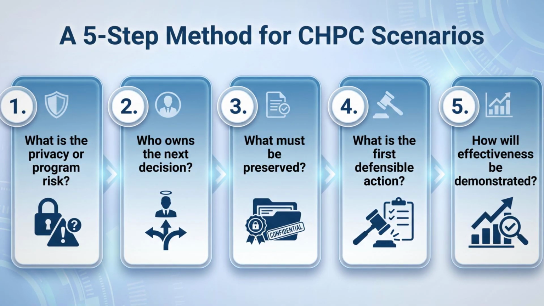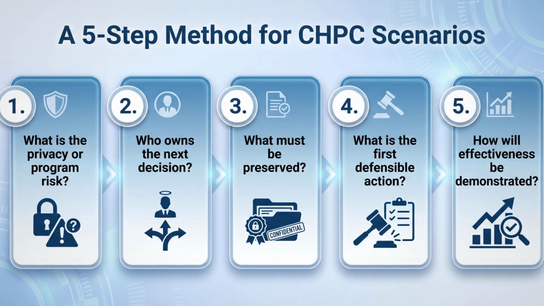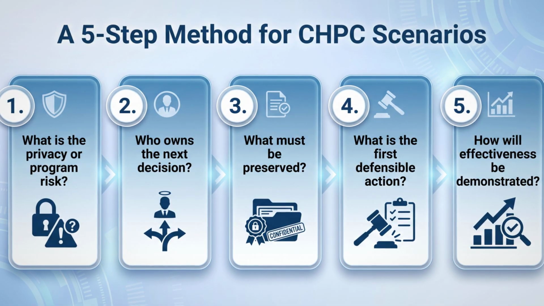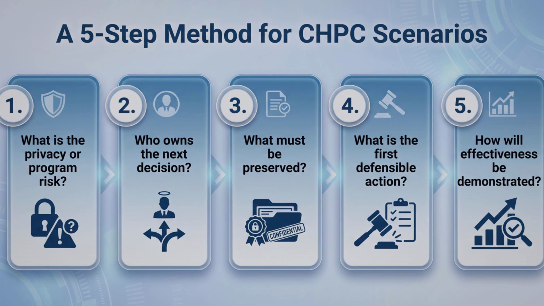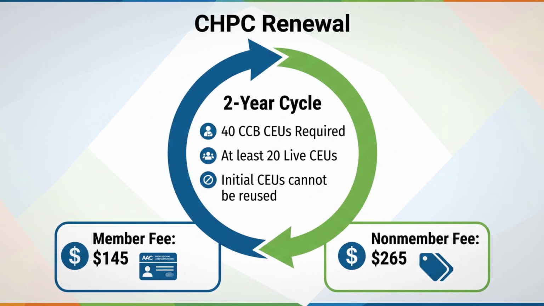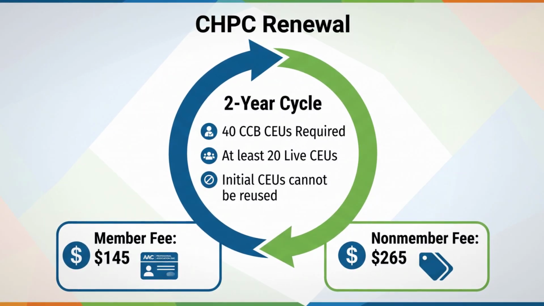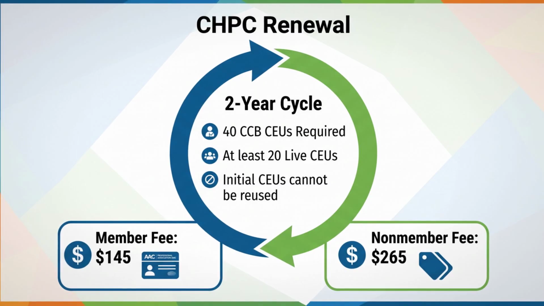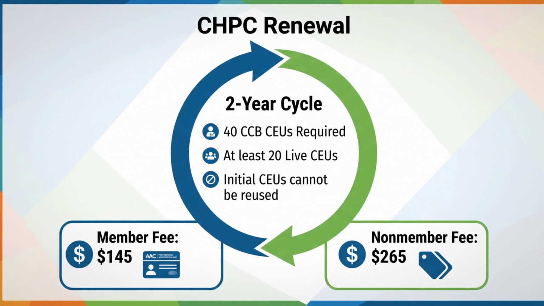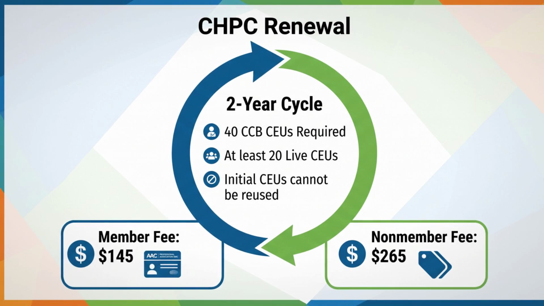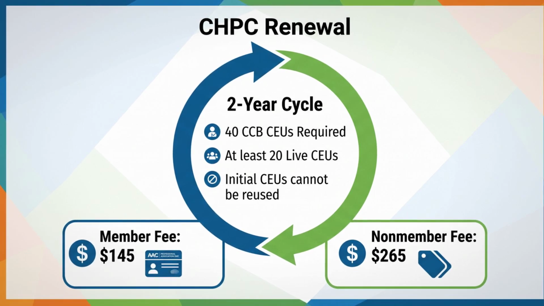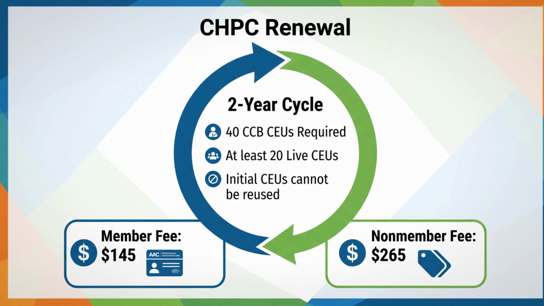This structured thinking helps you navigate distractors and identify the best course of action based on compliance principles. Earning your CHPC certification is a major accomplishment, and you'll need to maintain it. The credential is valid for 2 years. To renew, you must earn and submit 40 approved CCB CEUs during that renewal period.